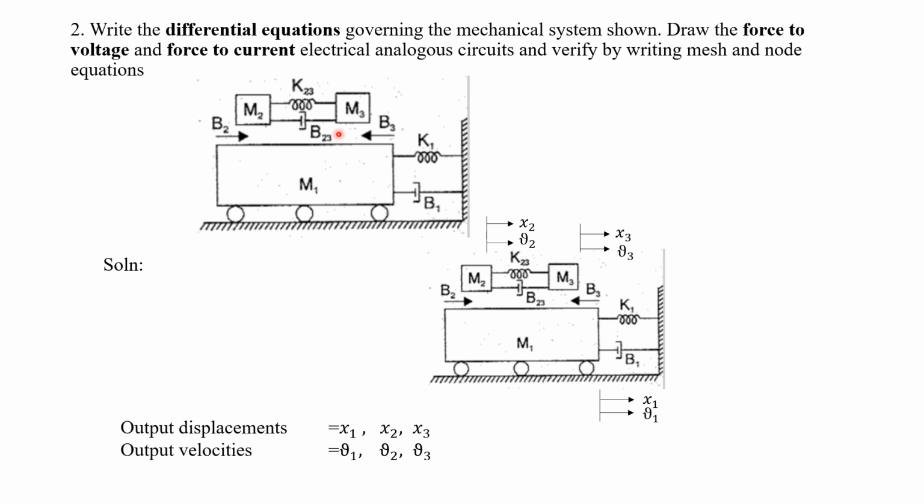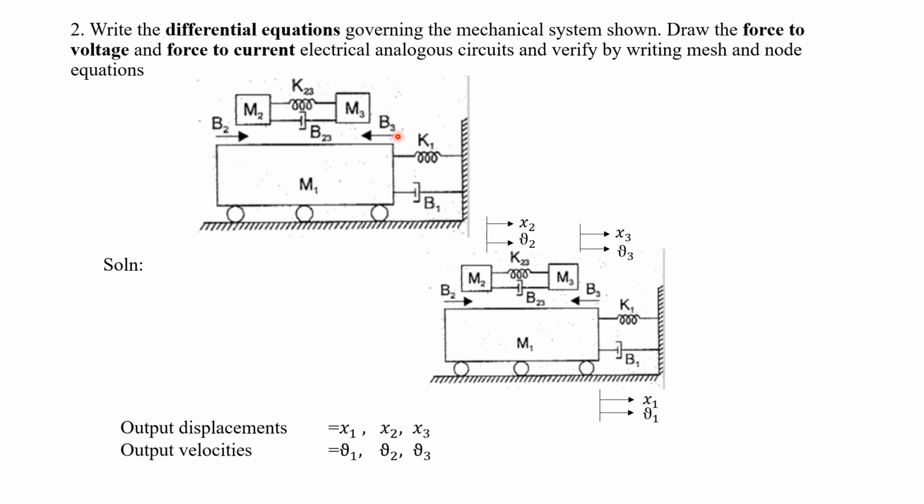The frictional coefficients B2 as well as B3 are represented without their symbol. There will be a friction between M2 and M1 and also between M3 and M1. That is simply represented by a letter B2 as well as B3.